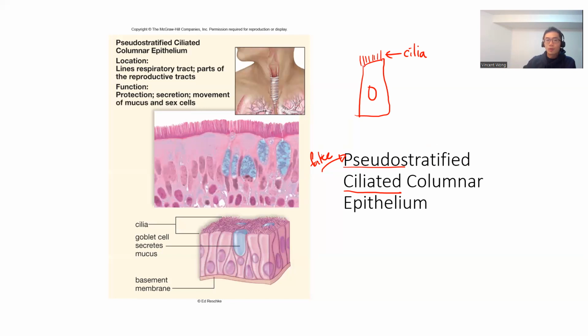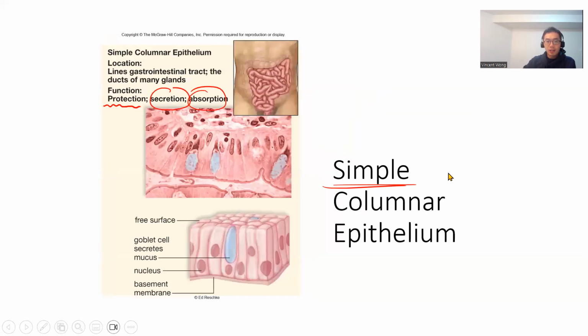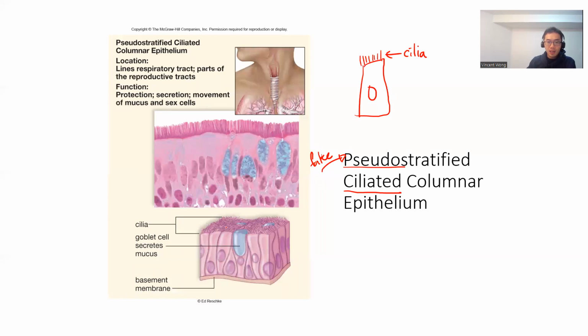If you look at the columnar cells here, they are nicely packed, one rectangle next to the other rectangle. But over here, these cells are kind of squished. They're not entirely straight down. Some of them are squished at the bottom, some of them are squished at the top. So when you look at it under the microscope, it gives the appearance that there are multiple layers, but in fact, there are not.